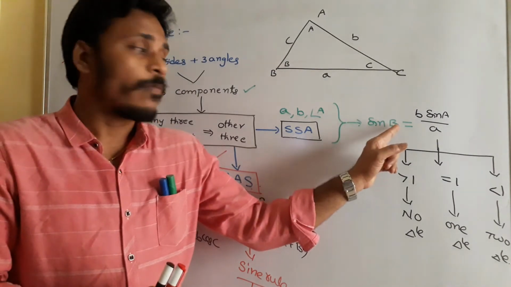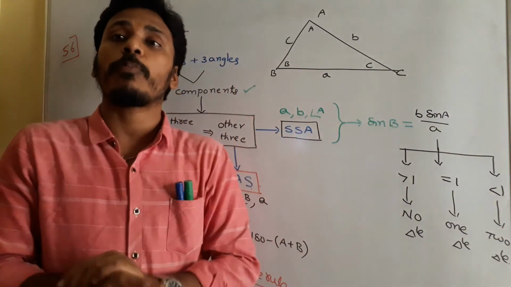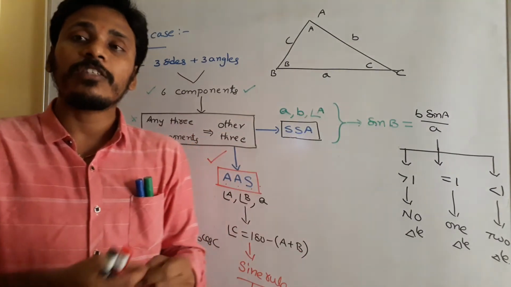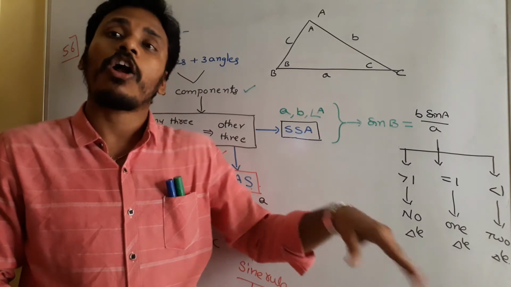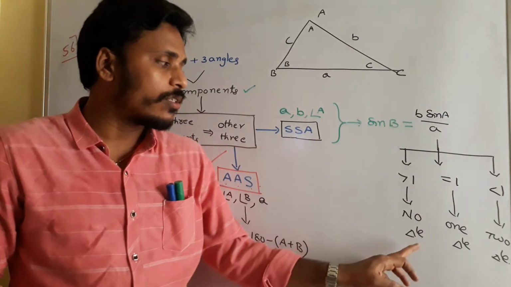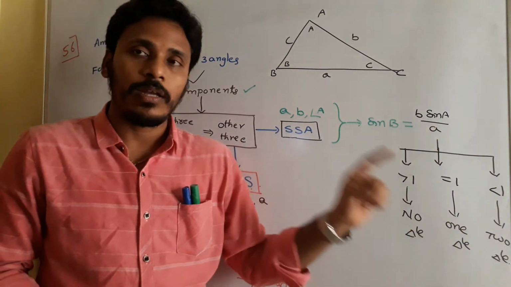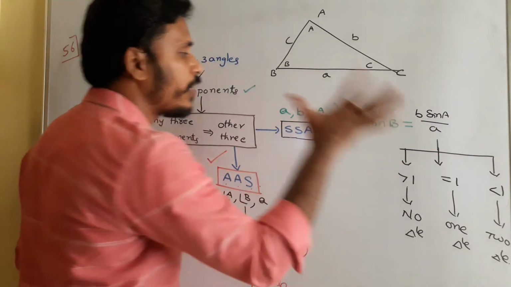So in this case, if this value is less than 1, then two triangles are possible. Side A, side B, angle A, angle B. With these measurements, if you take angle B as one angle acute or the other angle obtuse, you will get two possible triangles. Whereas if this value is greater than 1, no triangle will form. If it is equal to 1, one triangle will form. So usually we consider this case as the ambiguous case.